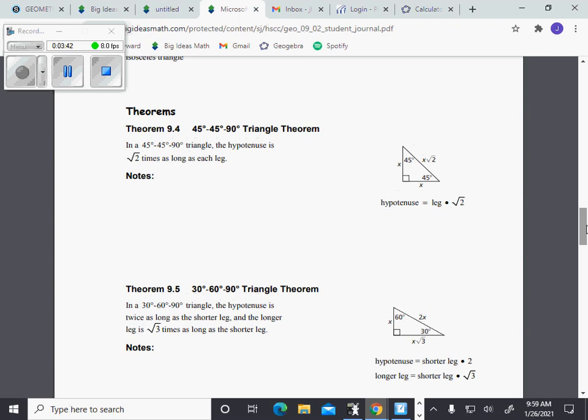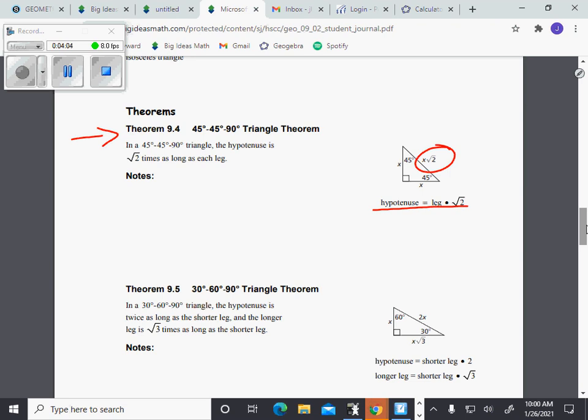Okay. Let's start here with the 45, 45, 90 triangle. Like I said before, if we have x's on the sides, this number here, our hypotenuse, is going to be those side lengths times the square root of 2. That's going to be the distance. Or leg times the square root of 2.